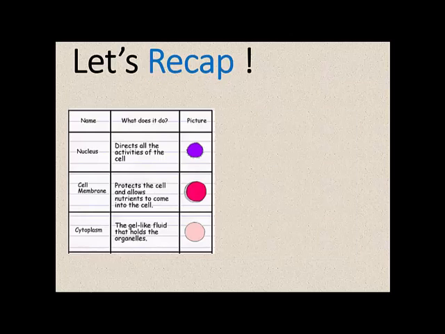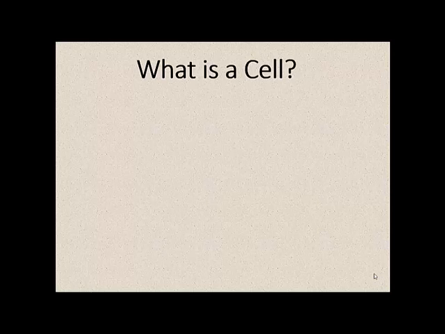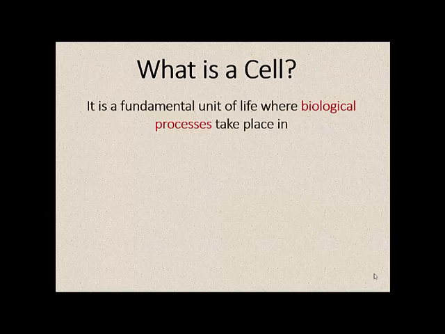In this topic, we will be focusing mainly on the cell membrane, which protects the cell and allows nutrients to come in and out of the cell. Can you recall the term that is used to describe the characteristic of the cell membrane? Yes, it is partially permeable. Now that you have managed to recall about the functions of the cell organelles, do you remember the definition of the cell? It is a fundamental unit of life where biological processes take place in.